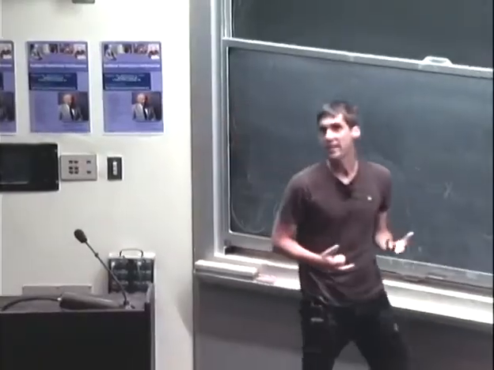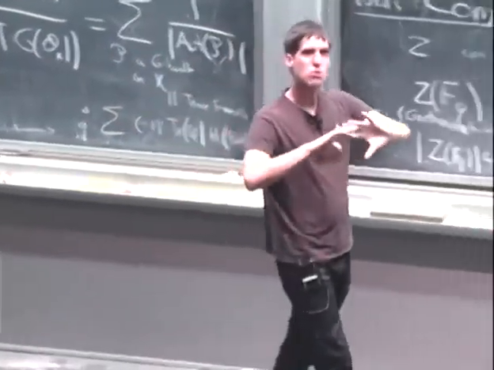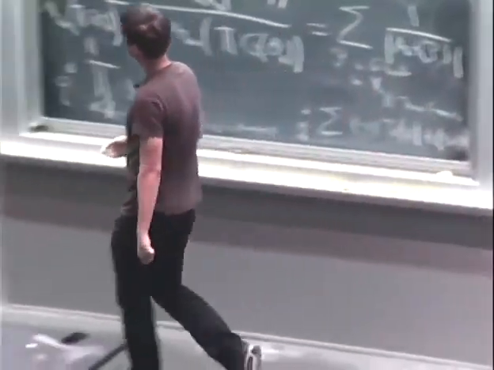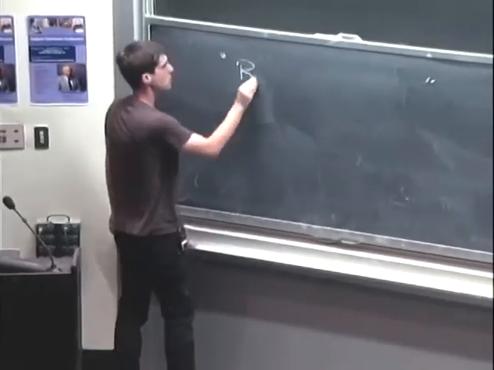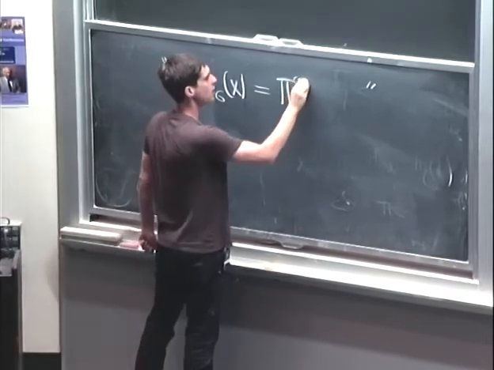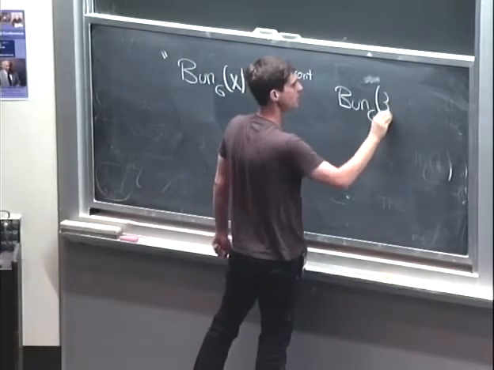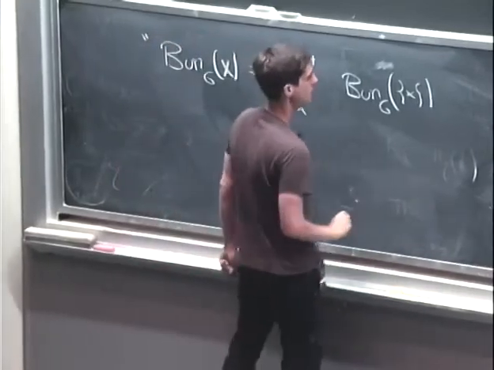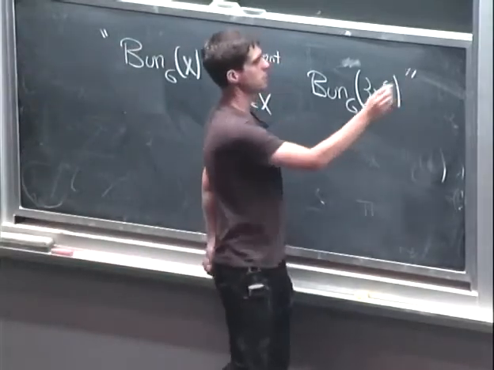What's a G bundle on X? Well, it assigns to every point a G torsor at that point, and those G torsors have to also, in some sense, vary in a continuous way. So let me just write that informally. I'll put this in quotation marks. Bun G X should be like some kind of continuous product of... To specify a G bundle on all of X, you have to specify a G bundle at each point of X. And those bundles should vary continuously in some sense.